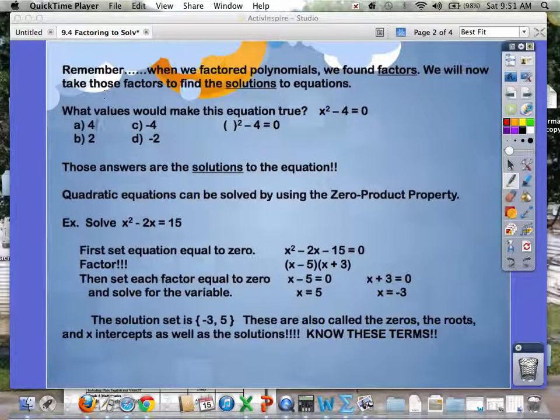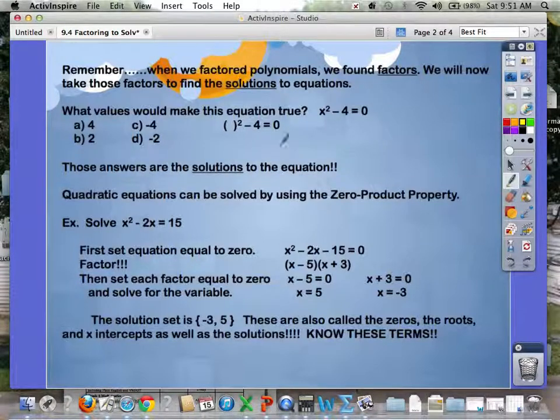Okay, let's try looking at 4. If we had 4 and square that, minus 4, does that equal 0? 4 squared is 16. 16 minus 4 does not equal 0, so no, that did not work. Let's try another one. How about negative 4? Negative 4 squared minus 4. Does that equal 0? Well, anything squared, whether it's positive or negative, is going to be a positive answer. So this would still be 16 minus 4, and that does not equal 0.